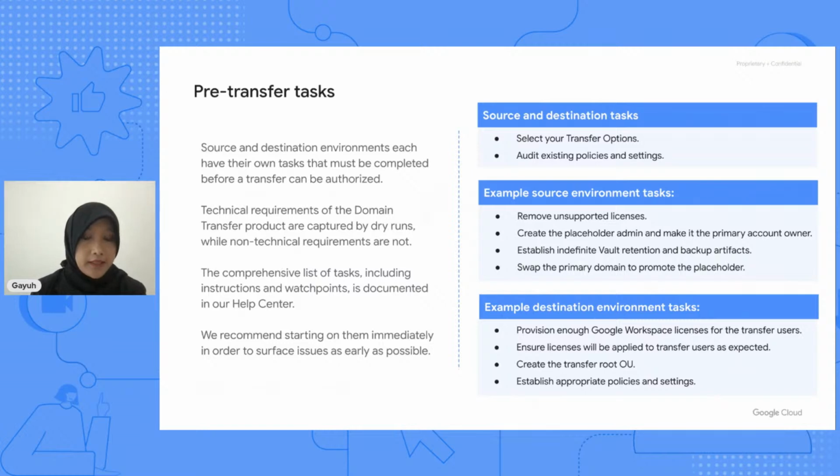And there are some examples for destination environment tasks as well, for example, to provision enough licenses for the transfer users and ensure that these licenses will be applied to transfer users as expected. You will be asked to create the transfer root OU as well, as I mentioned in the beginning, and to establish appropriate policies and settings in the destination. This might take some time based on prior experience, so we recommend you start on them immediately in order to surface issues as early as possible. Do not worry about the details of this because you can find them in our Help Center documentation later on as well.